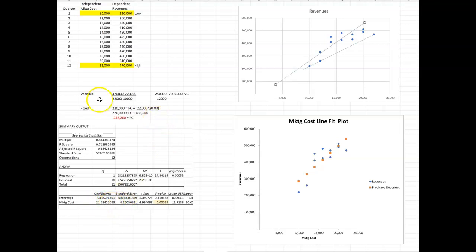But the fixed cost comes out to be a negative 238, which would put it way down here. In other words, it would all be variable costs, and then I have trouble with negative amounts like that. I'm not sure how to interpret it. I can't figure out what it means. But the intercept here is 73,135 with regression. So that's a completely different story.